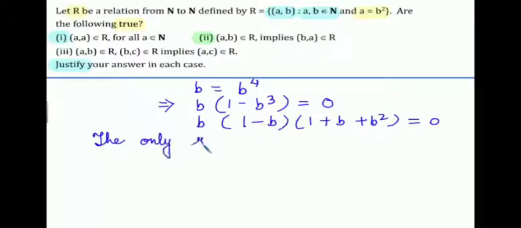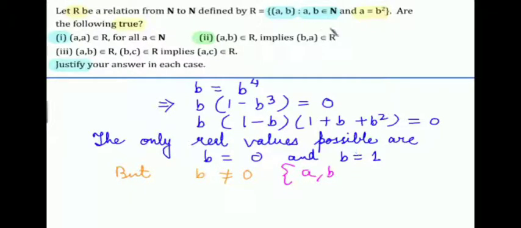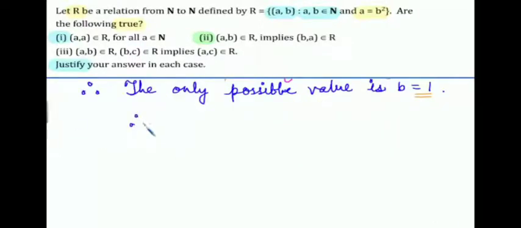we consider only the real possible values: b = 0 and b = 1. But 0 does not belong to the natural numbers, because a and b both belong to natural numbers. The only possible value is b = 1. So the only possible value is b = 1, so a = b = 1.